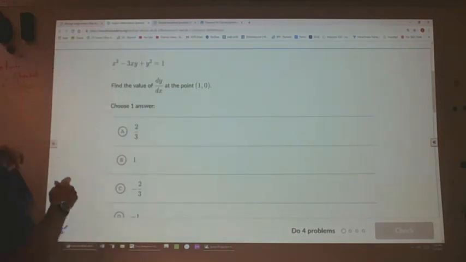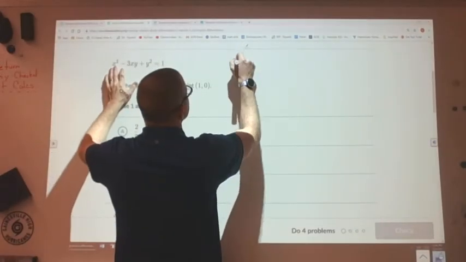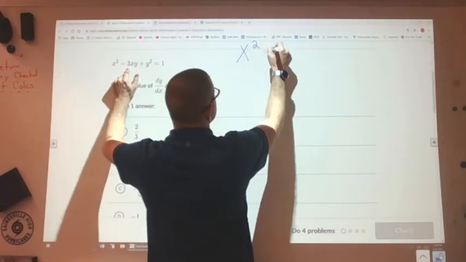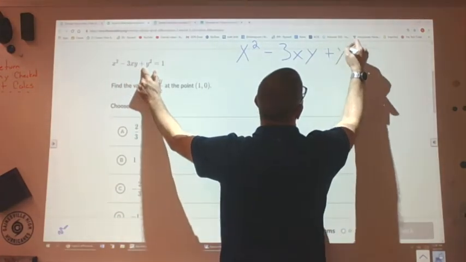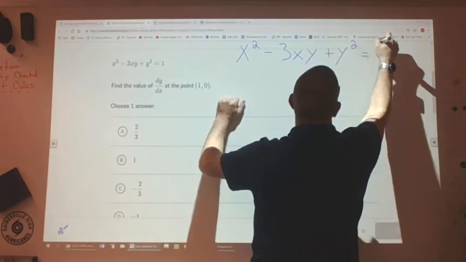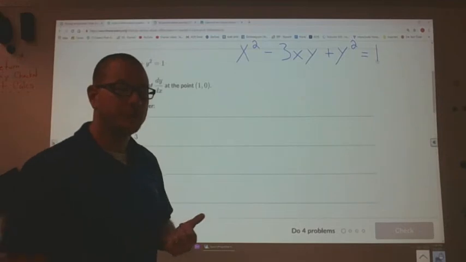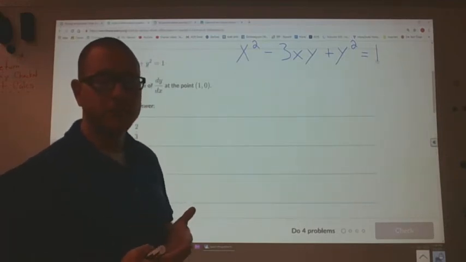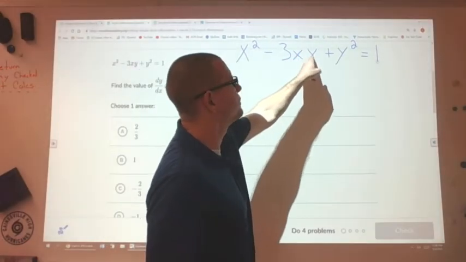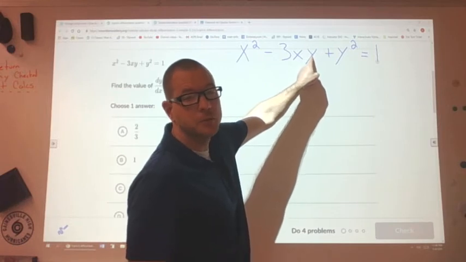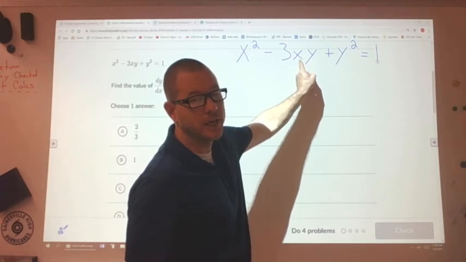So in this case, we start out with x squared minus 3xy plus y squared equals 1. Now, here's the deal. Variables are functions. So when we're differentiating, this x times y is going to have to use product rule because it's a function times a function. Function x times function y.